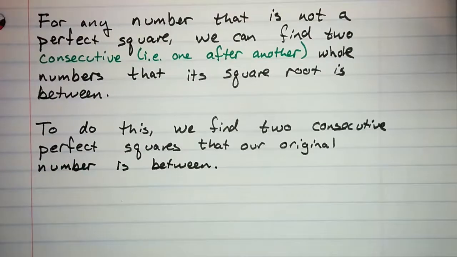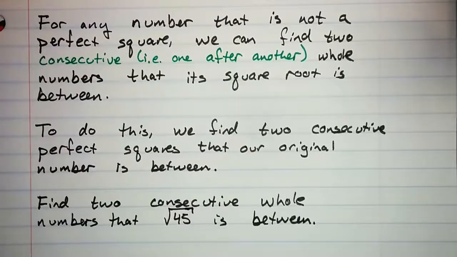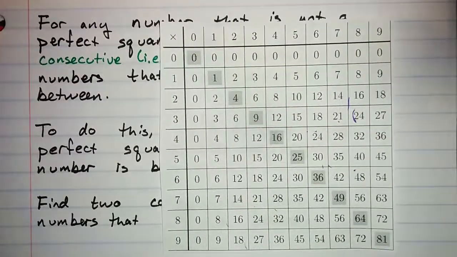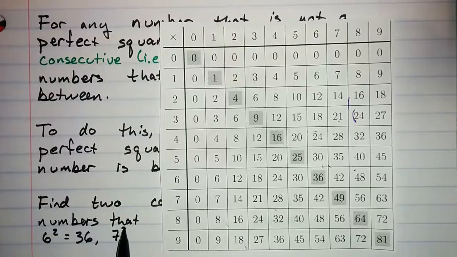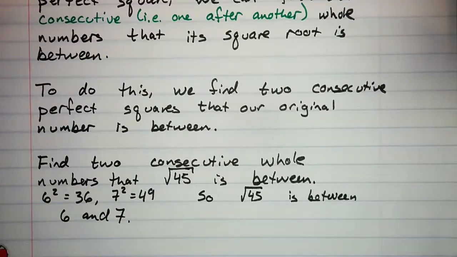So this is pretty straightforward. Say we want to find two consecutive whole numbers that the square root of 45 is between. Consulting our multiplication table, we see 6 squared is 36, and 7 squared is 49. 45 is between 36 and 49, so root 45 is between 6 and 7.